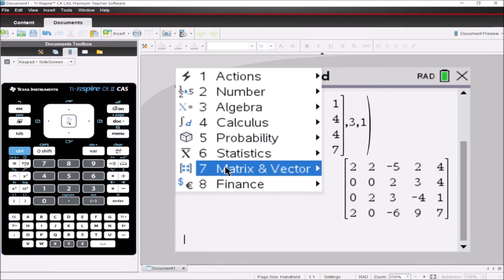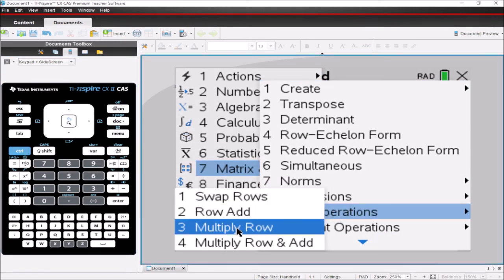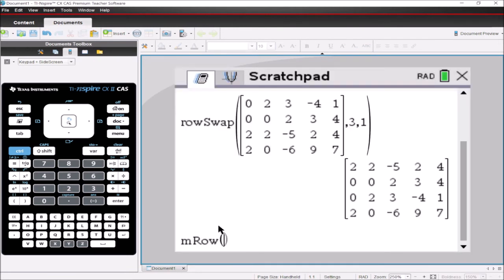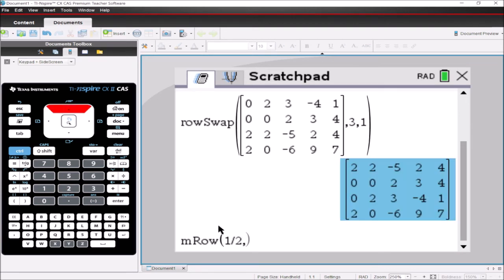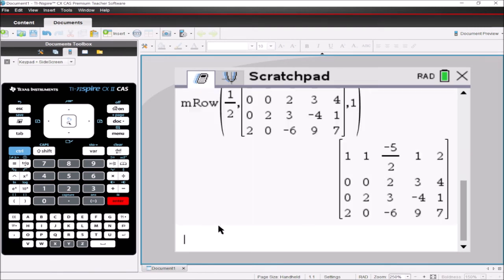Again, we go to Menu, Matrix and Vector, Row Operations. Now we want number 3, multiply row. What are we multiplying by? 1 over 2. Copy and paste the previous matrix. And what row? 1. Hit enter. That will be our resultant matrix. So again, all we have to do is now copy this into our work.